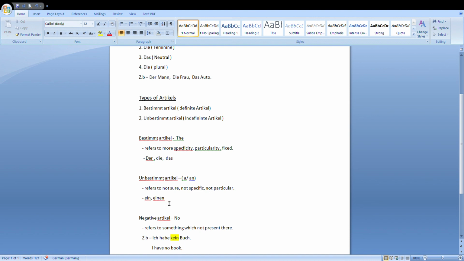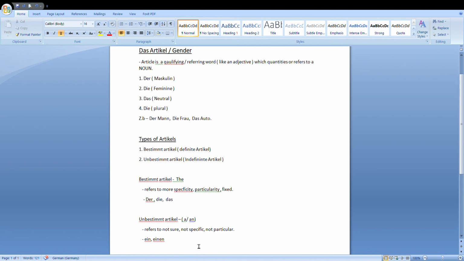Ein or einen refers to not sure, not specific, not particular. Ich habe ein Buch. Which book? We don't know, not specific. Then we have the negative article, which represents no, like there's nothing in that place, something which is not present there. Ich habe kein Buch. I have no book. So this is everything from this topic.